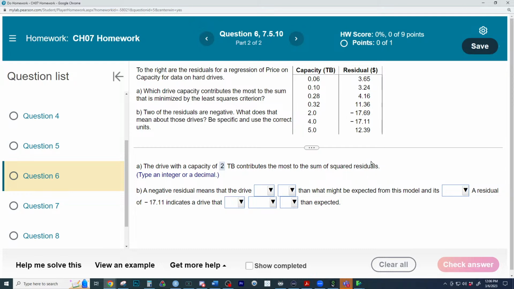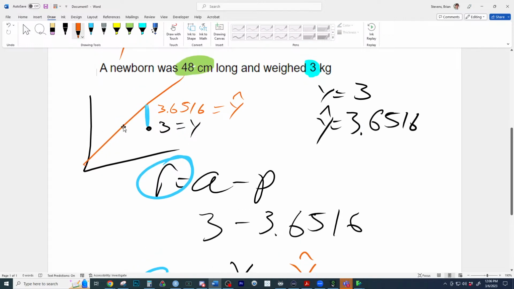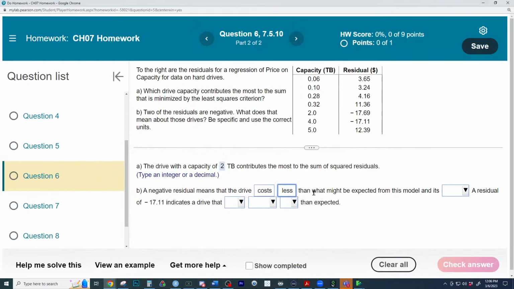And it wouldn't matter if it's positive because you're squaring it. A negative residual means that the drive is below what we predicted it to be. So it costs less than what we might have expected. And that's because a negative residual, here's the expected, the line is the expected. So if it's negative, the actual is below. So the drive would cost less than we would expect from this model.